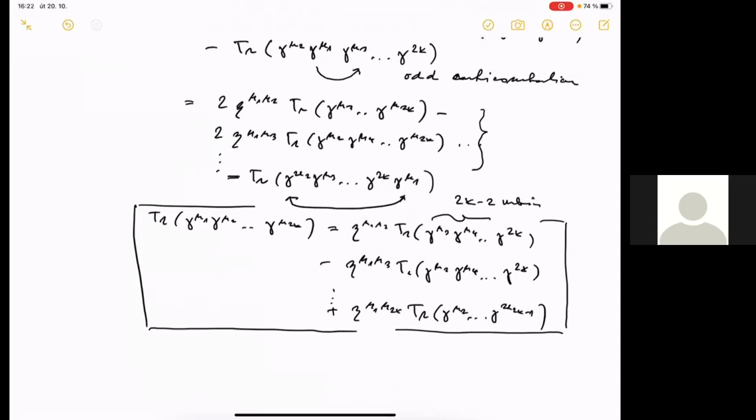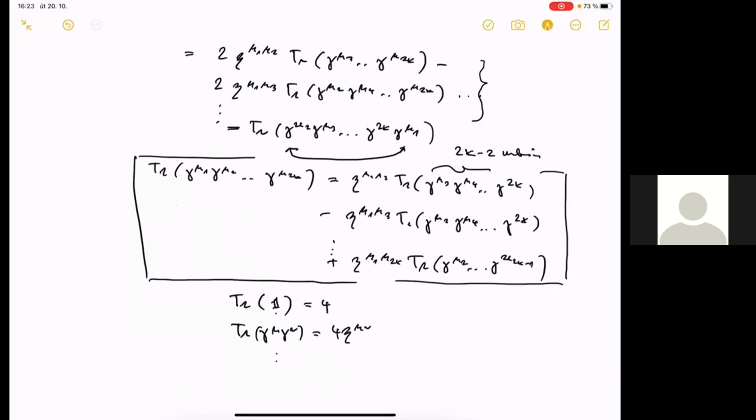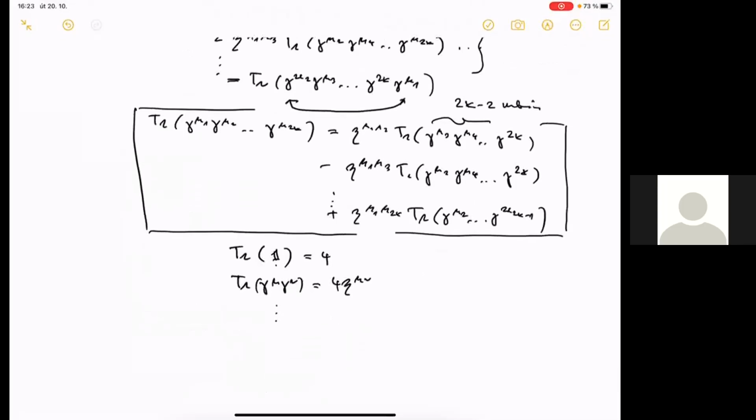For instance, the trace of the unit matrix, because these matrices are 4 by 4 matrices, is 4. Therefore, the trace of gamma mu, according to this relation, is just eta mu times the trace of the unit matrix, and this is 4. And we can continue this game to get the trace of any even chain of the gamma matrices.